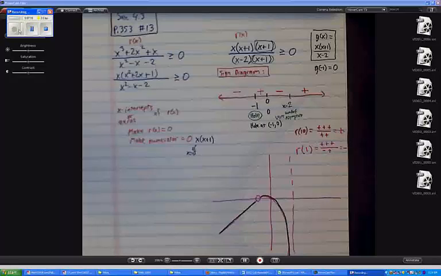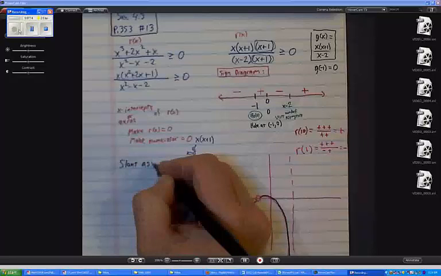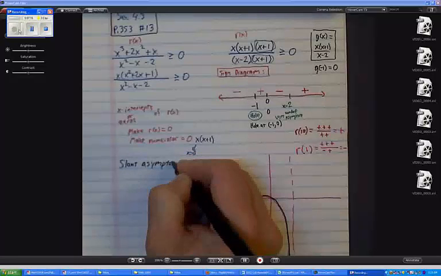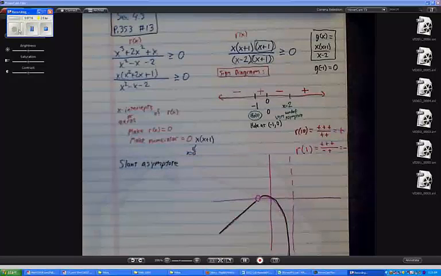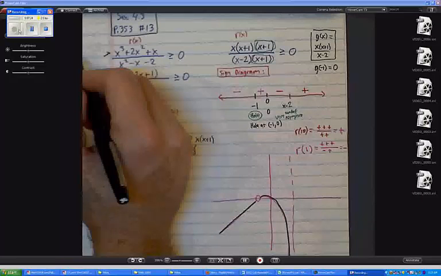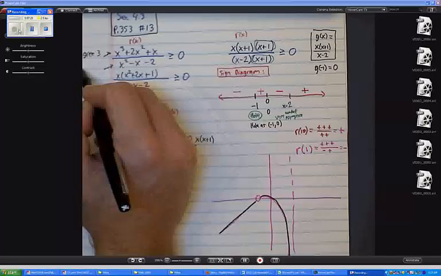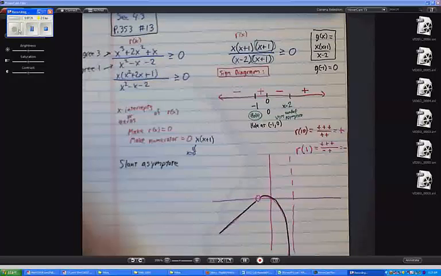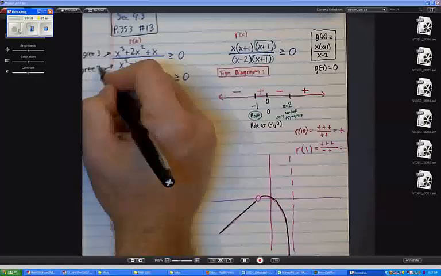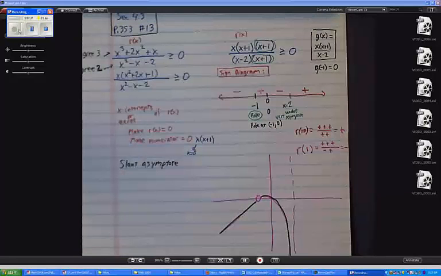How do I know there is a slant asymptote? You have to look at the degree, right? The top is degree what? 3, and the bottom is 1 less, 2. Anytime you have it 1 less in degree, you know you're going to have a slant asymptote, right? X cubed over x squared.